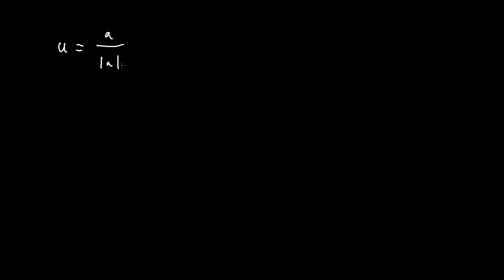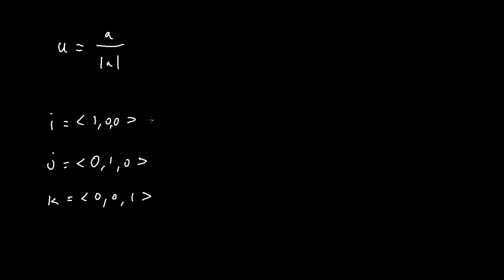There are also 3 special types of unit vectors, and they're labeled as i, j, and k. So i is going to be equal to the vector 1, 0, 0. Those are its components. j is going to have the components 0, 1, 0, and k is going to have the components 0, 0, 1. So i is referred to the x component, j will be referred to as the y component, and k will go with the z component.